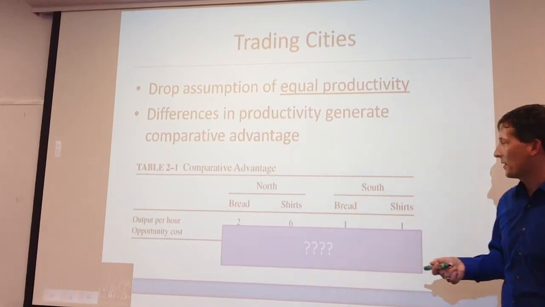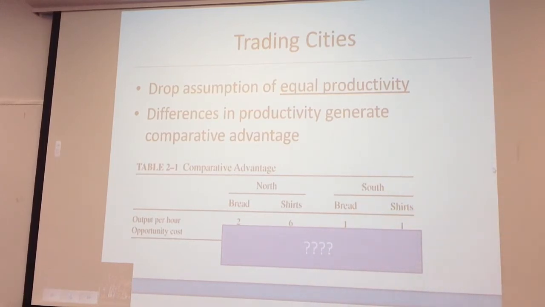How about for the south? Opportunity cost of a bread, 1. Opportunity cost of a shirt, 1. So we've got this 1-to-1 trade-off.